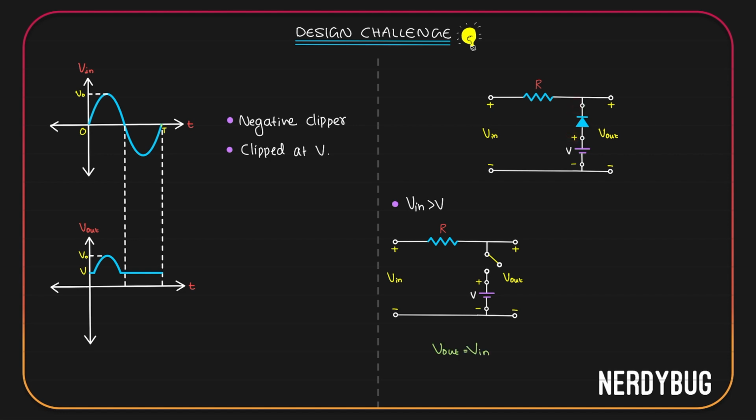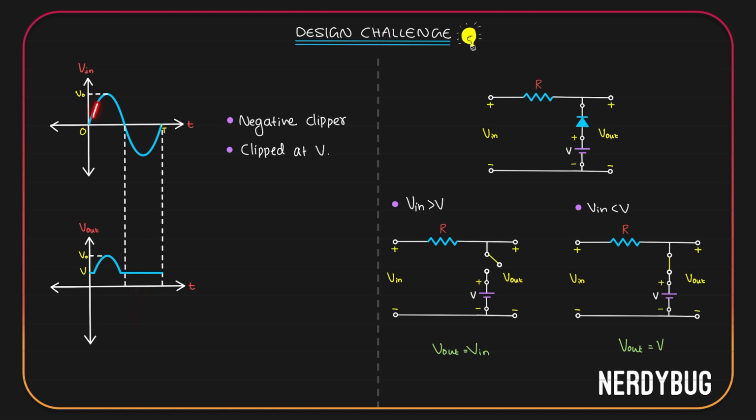Now, when V input is less than V, the diode has a lesser positive potential here than what it already has here, which means it will be in forward bias. We can model the circuit like this. Diode is in forward bias, so it is a closed circuit. Output is directly taken across a cell of potential V. Also, positive terminal is connected to positive of the output, negative terminal is at the negative of the output. So V output is equal to plus V. And this is exactly what we wanted as our output.